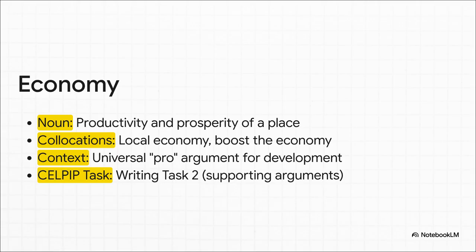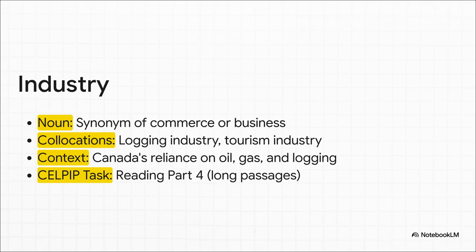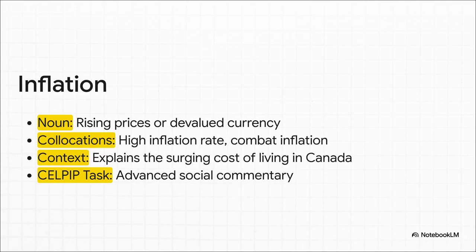The test will frequently describe situations where the economy is doing well, which means more people have jobs and can easily afford everyday goods. So, what exactly fuels that economy? Industry. Industry. 名词, 工业, 产业, 行业. Notice the high-frequency collocations here, logging industry and tourism industry. Canada relies heavily on its vast natural resources, so anticipate seeing complex topics on the logging industry, as well as oil and gas, in the hardest, longest-reading sections of Part 4. Understanding that these are critical sources of wealth in Canada is going to provide massive context for those really tough passages. A major factor impacting these industries right now is inflation.